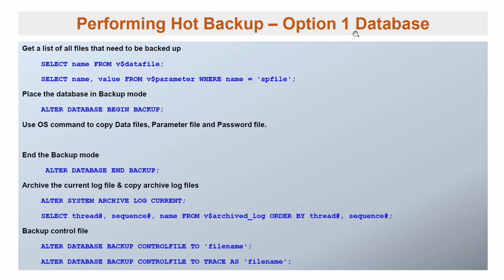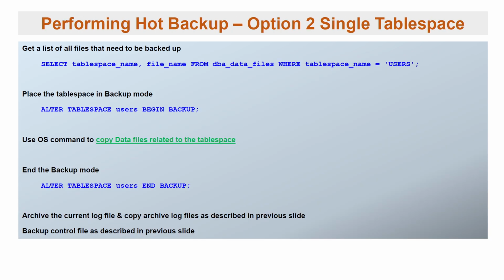So this is at the database level, where we placed the whole database in the begin backup mode and copied all the data files. Now let's understand how to take a backup of a particular tablespace. Here I'm giving the example of the users tablespace. First, we will retrieve the names of the data files from DBA_DATA_FILES which are related to the users tablespace. Once we have the list, we will place that particular tablespace in the backup mode.